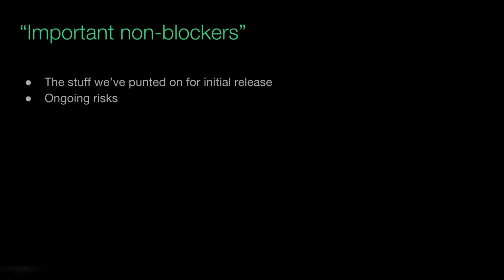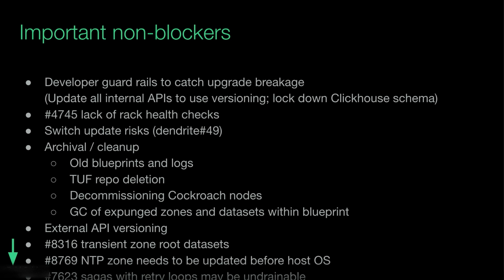What's more interesting, I think, is this question of the important non-blockers. These are the things that we've punted for the initial release, but nonetheless represent ongoing risks. And I'll talk a little bit about those. There's kind of a lot of them. I do want to be candid about that. But every one of these is something that we thought carefully about, and we're like, yeah, that's not strictly speaking a blocker, and we can at least ship 17, but we do need to circle back on these things.